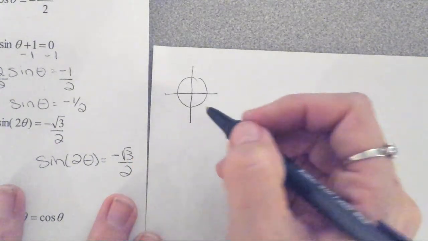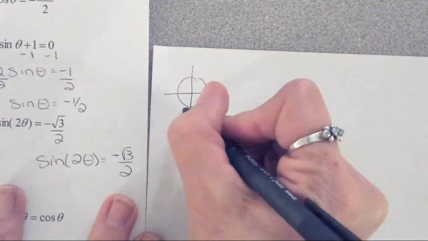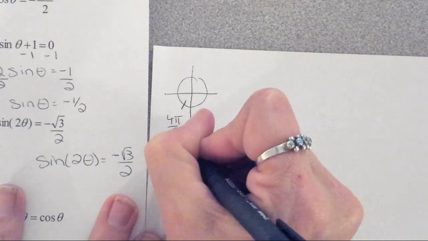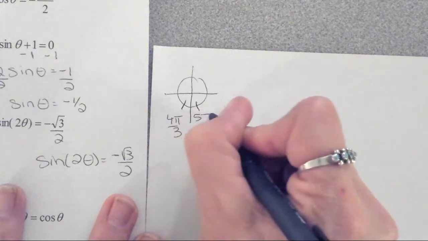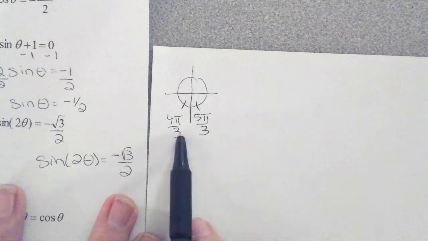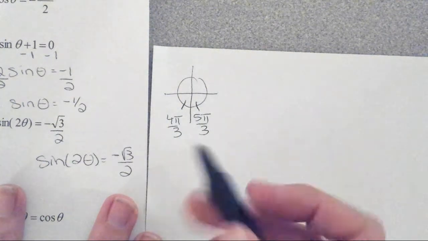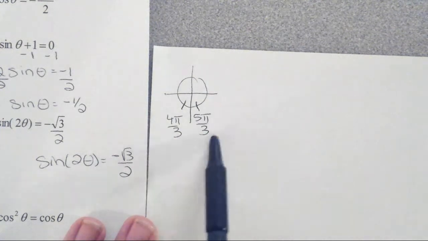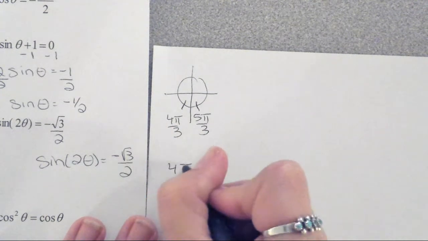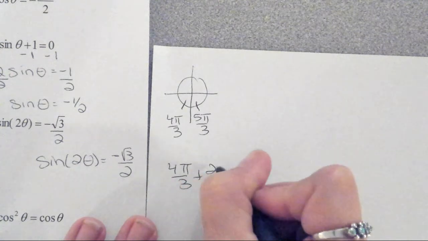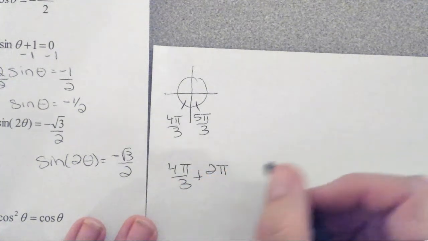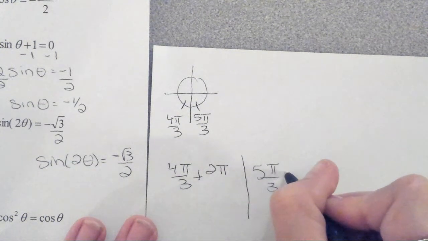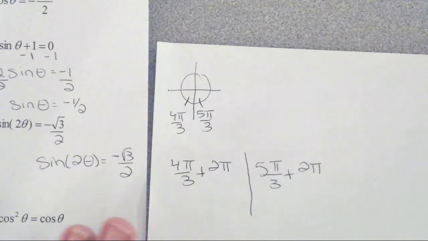So sine equals negative root 3 over 2 down here at 4 pi over 3 and at 5 pi over 3. So these are my first two answers when I go around the first time. Now I'm going to go around 2 times, so I have to add 2 pi to both of these numbers. So I'm going to come down here and write 4 pi over 3 plus 2 pi. And then I'm also going to have 5 pi over 3 plus 2 pi.